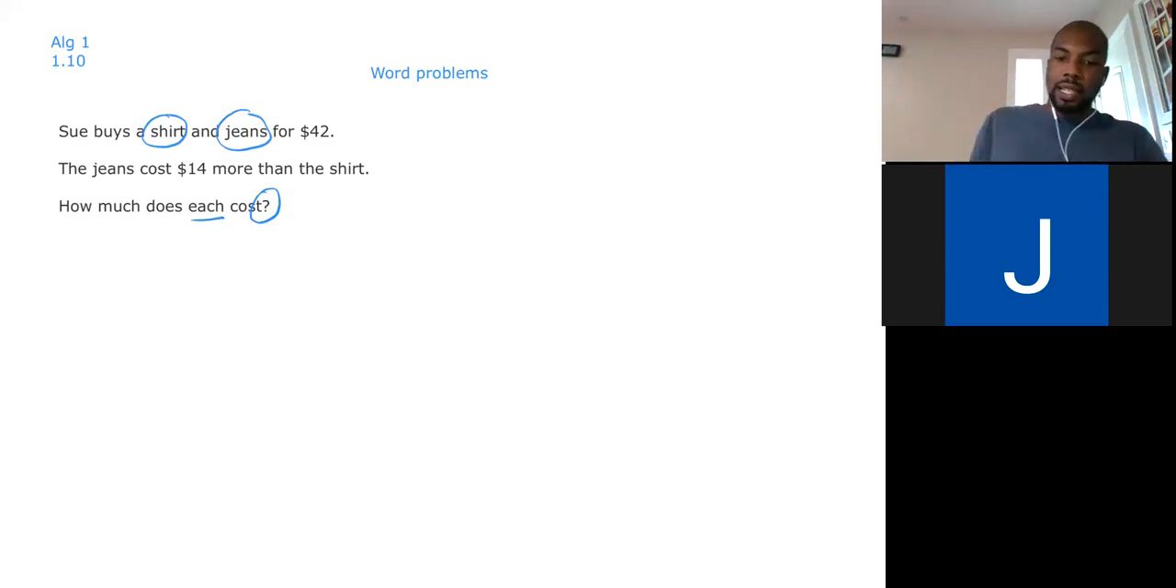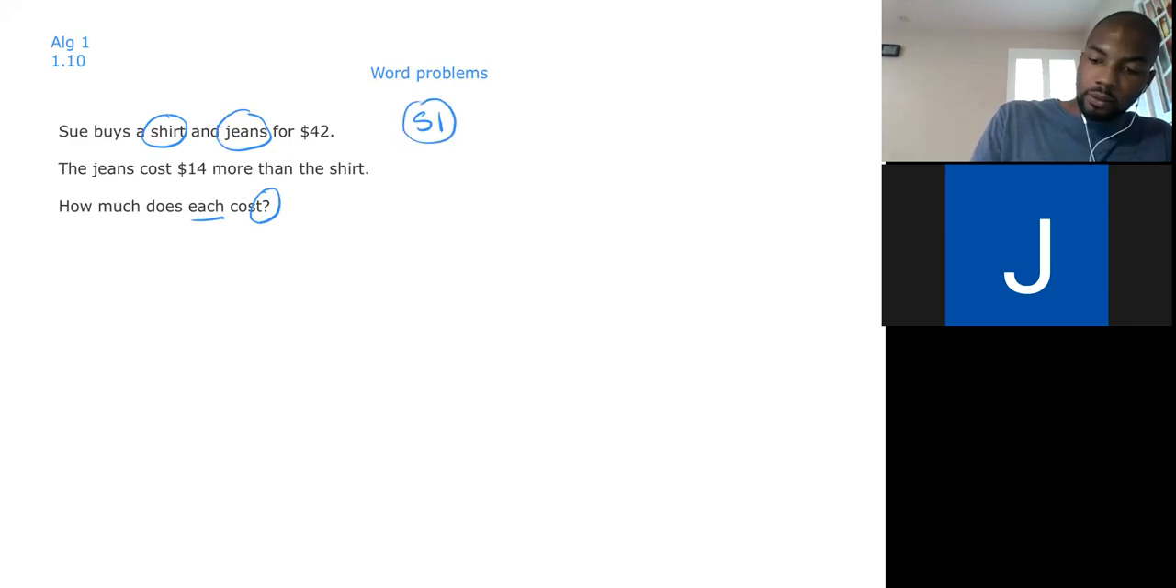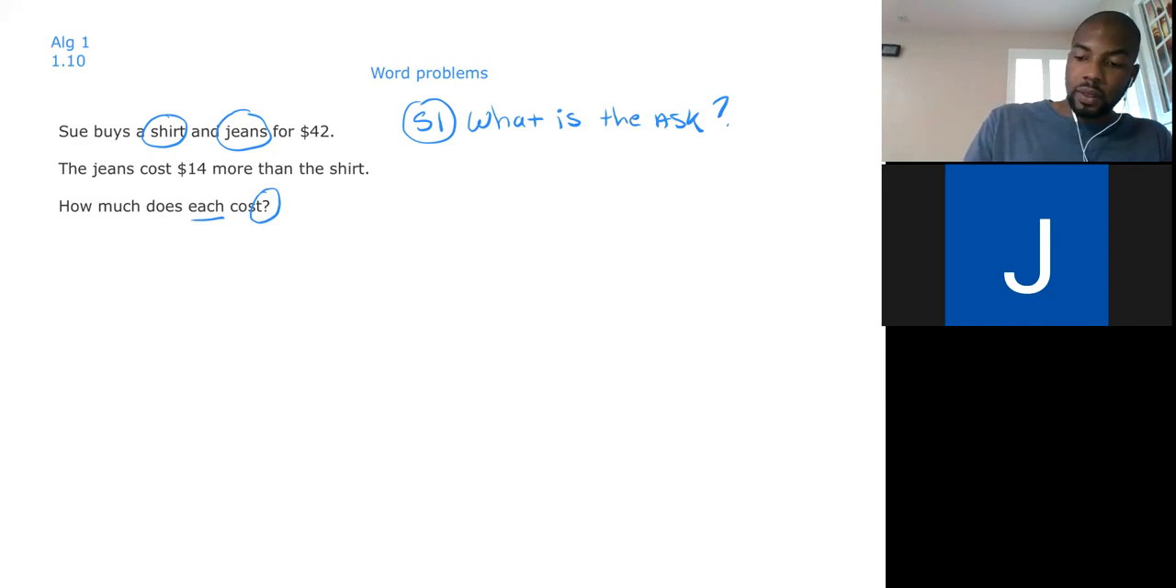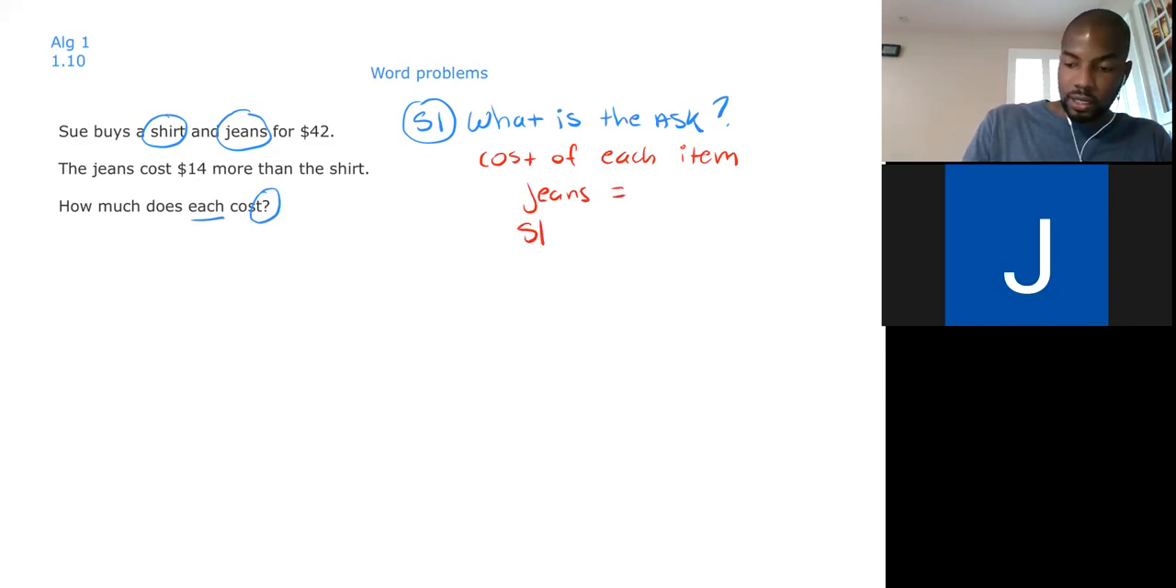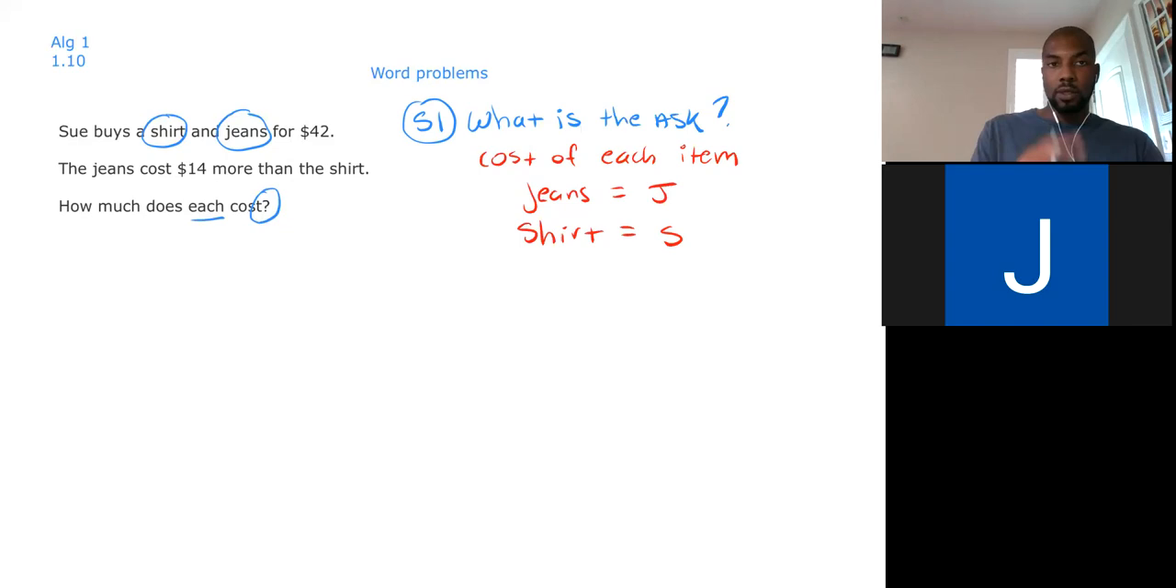Okay, so let's write down some of the steps. Step one, what are they asking for? What is the ask? In this case, we need to find out the cost of each item. How much do the jeans cost? And how much does the shirt cost? That's the ask, okay? We're looking for J and we're looking for S. We're abbreviating those, okay? So that's first.